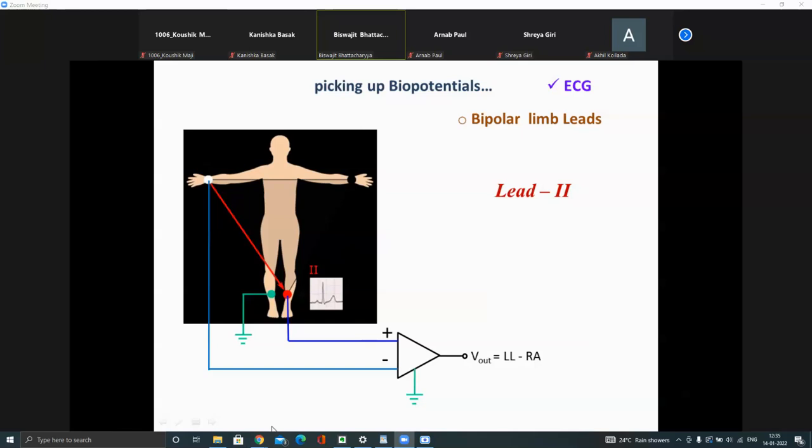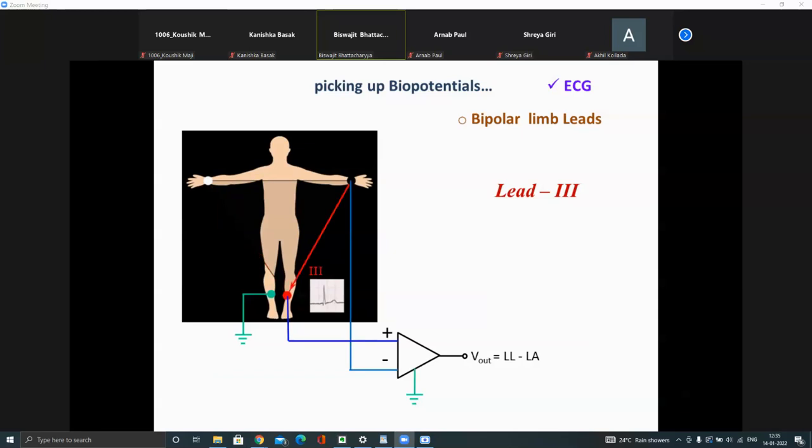Next, lead 3. If you have any question, feel free to ask me. In lead 3, what happens? It is left leg minus left arm. Left leg minus left arm. That is the voltage, lead 3. Clear? It is lead 3.